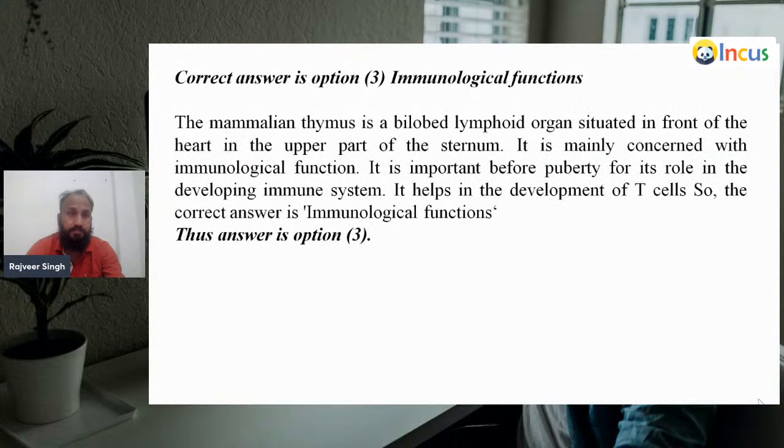So let's see. The mammalian thymus is a bilobed lymphoid organ situated in front of the heart in the upper part of the sternum. Is it fine? It is mainly concerned with immunological function, and it is important before puberty for its role in the developing immune system. It helps in the development of T cells. So the correct answer is immunological function. I hope you understand the concept.